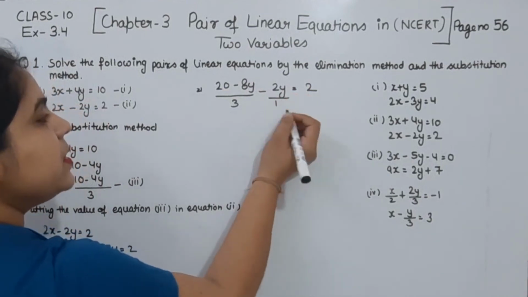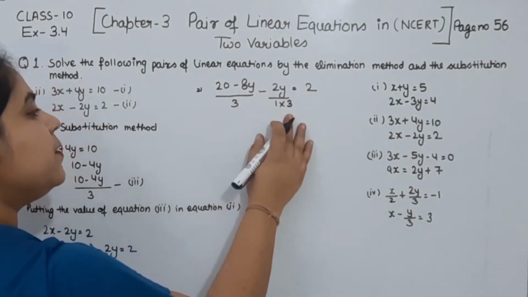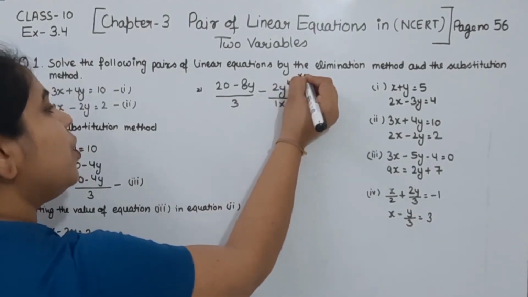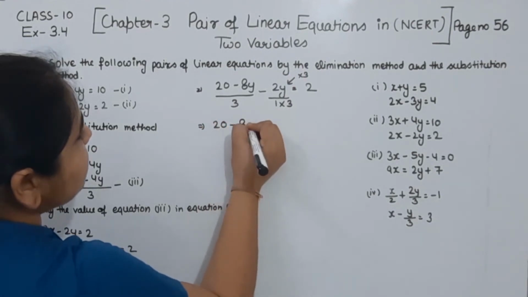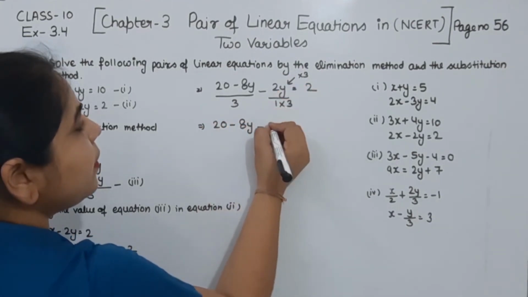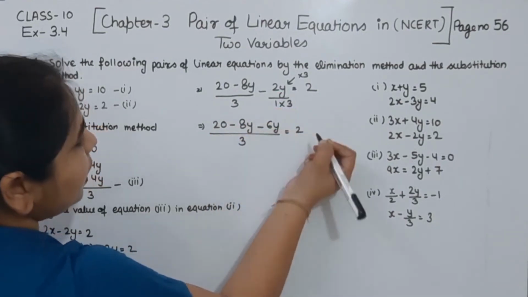Now here we are having 1. For subtraction, the denominator should be the same. For that we have to multiply this by 3. So if I am multiplying in the denominator, we have to multiply in the numerator also. Here we are having 20 minus 8y minus 3 twos are 6. So this 3 is equal to 2.